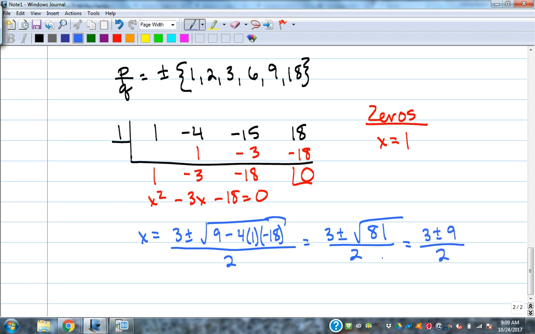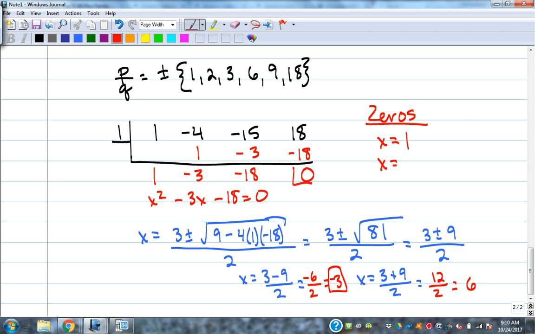So we have two answers. We have x equals 3 plus 9 divided by 2. We can work that out. And x equals 3 minus 9 divided by 2. And we're going to work that out. 3 minus 9 would be negative 6. That'd be negative 3. 3 plus 9 is 12. 6.